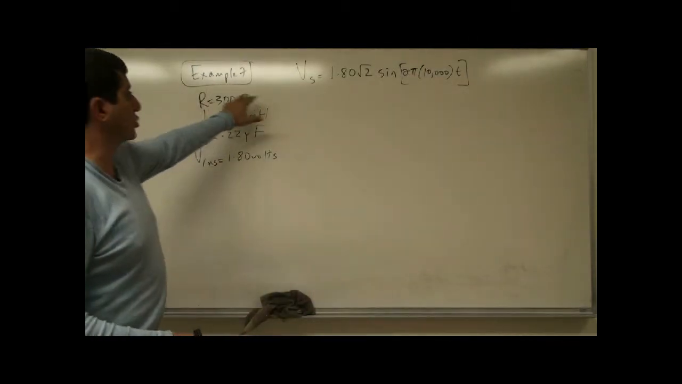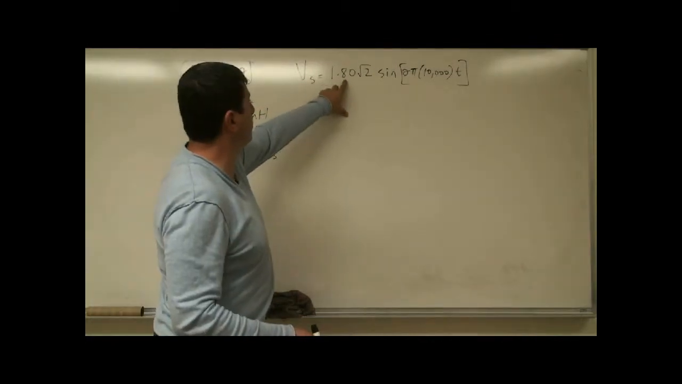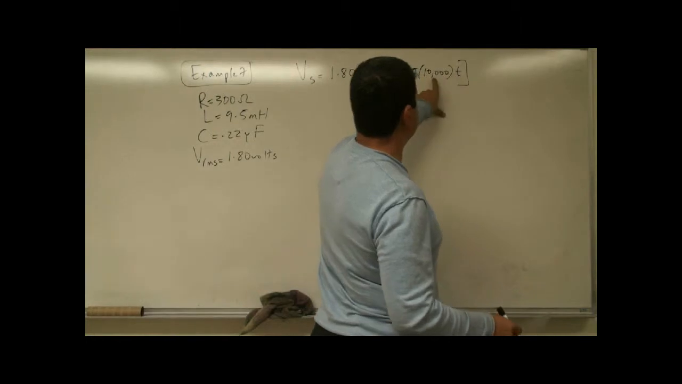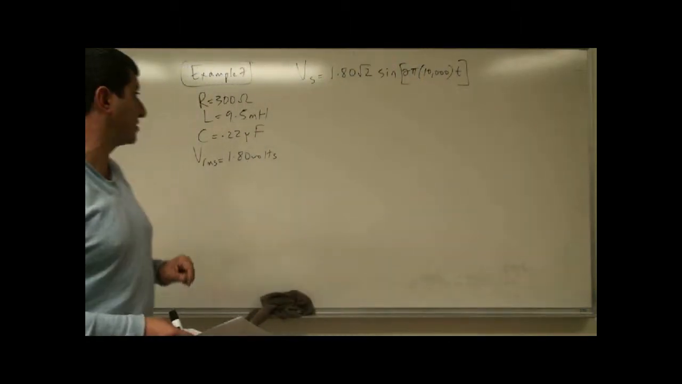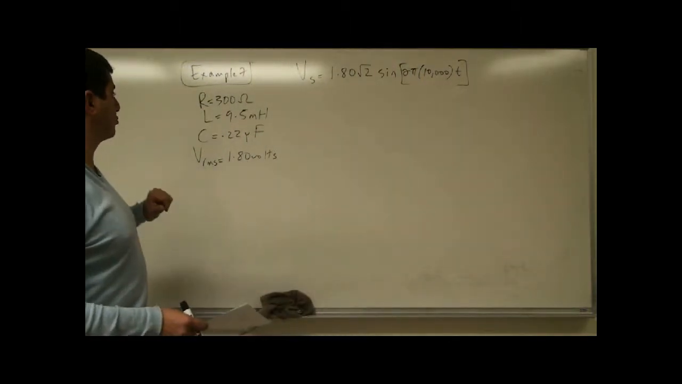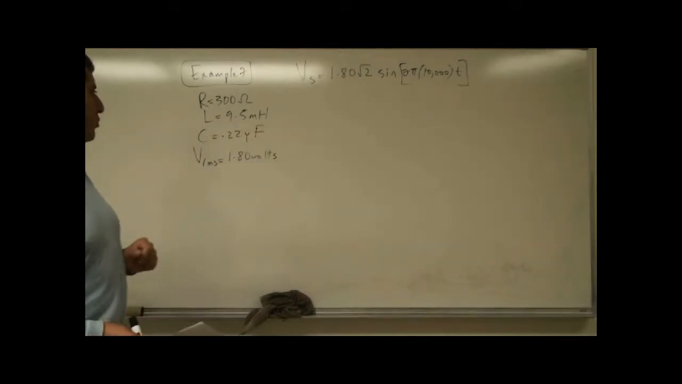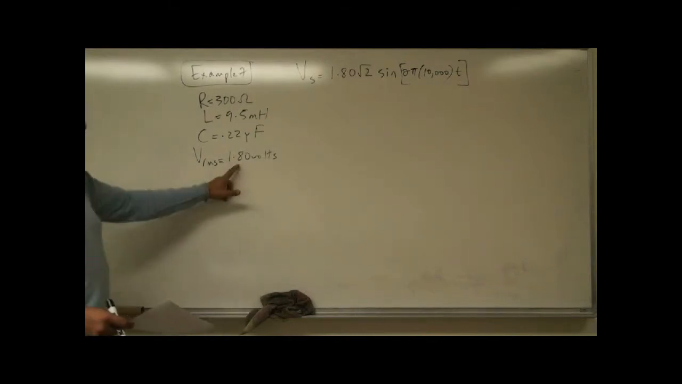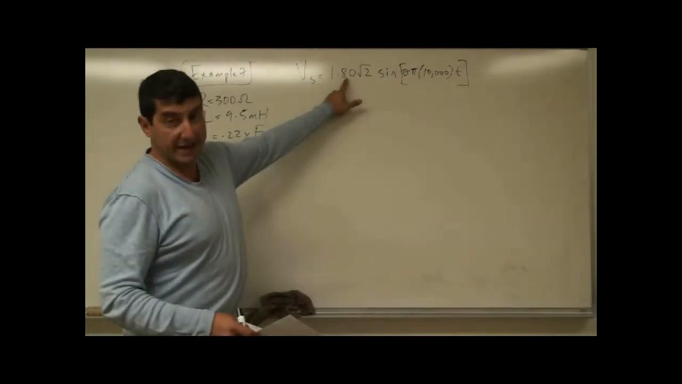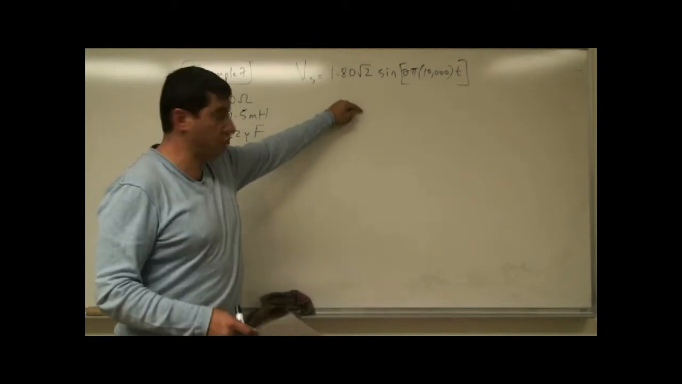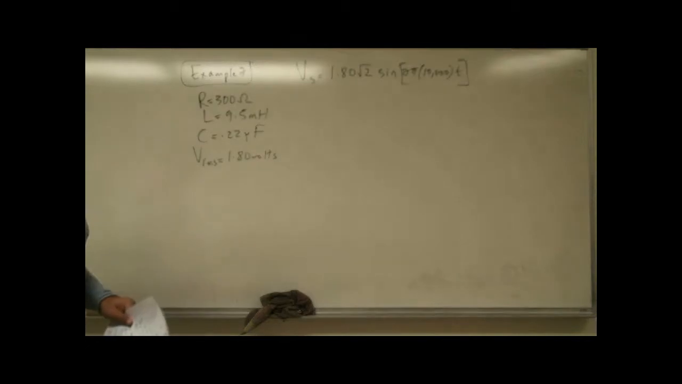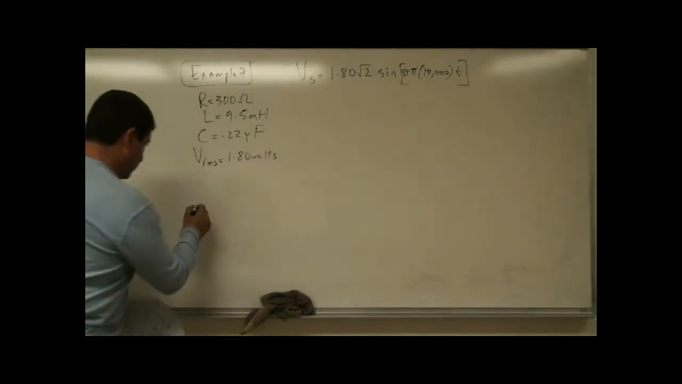Let's assume there is a source given by 1.80 radical 2 sine 2 pi ft, and the frequency is 10,000 hertz. The resistance is 300 ohms. The inductance is 9.5 millihenries. The capacitance is 0.22 microfarads. And the root mean square voltage, which is the maximum voltage divided by root 2, is 1.80 volts. Okay? So the circuit is now going to be in parallel.